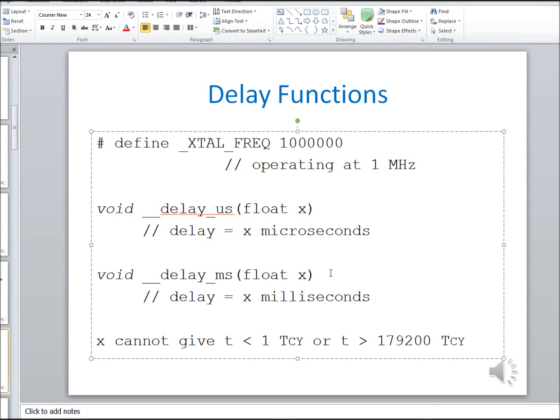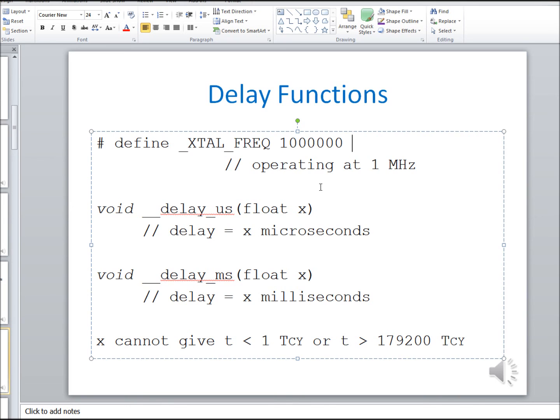Something you have to be careful about: if you want to use these two functions, this statement has to go up at the top of your program after your include files. It's called a define statement, and it defines something called crystal frequency, and you must tell it what you're operating at. We're typically operating at 1 million, 1 megahertz, but it could be 32 million or 125,000. There's an entire range of frequencies we could use. It needs to know this number to do this correctly.